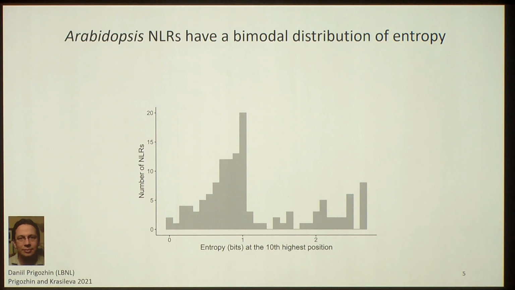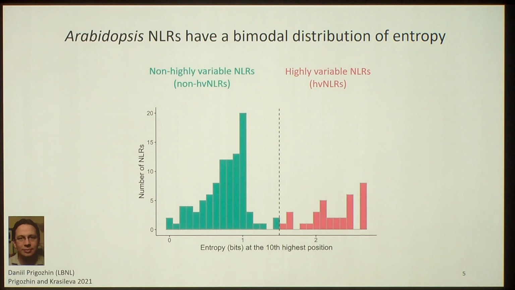And so this allowed us to kind of split the bimodal distribution into two gene sets, which we're calling non-highly variable NLRs and highly variable NLRs. This is the last acronym I'll give you to remember, so keep it with you.